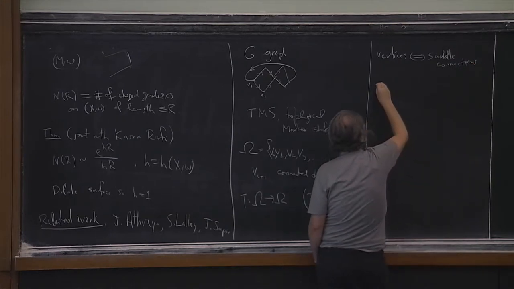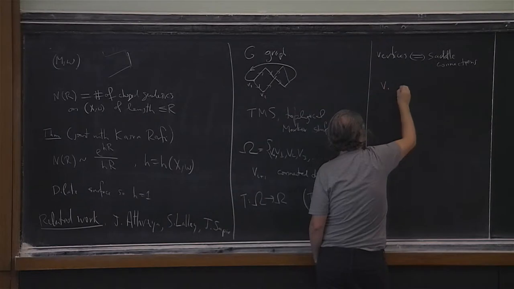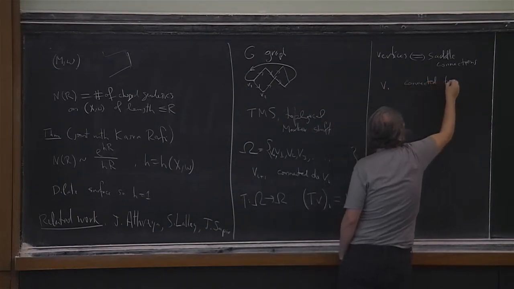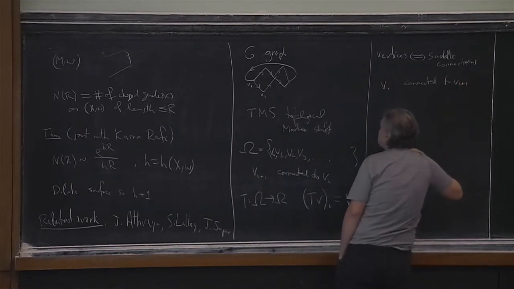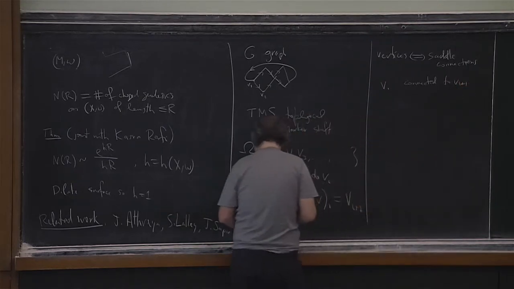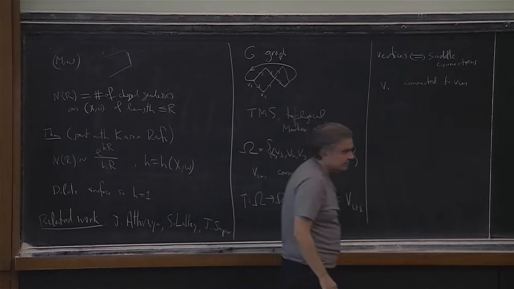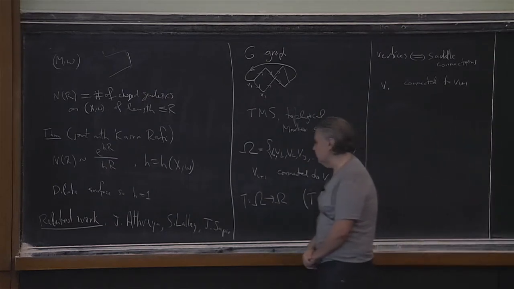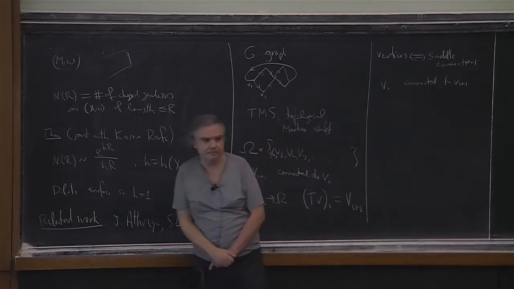And a vertex, let's say vi, is connected to vi plus 1. So what's v? So vi is... Alex. Yeah. Could you just say what twiddle means? It means the ratio goes to 1, I guess? It means that the ratio goes to 1, yeah.